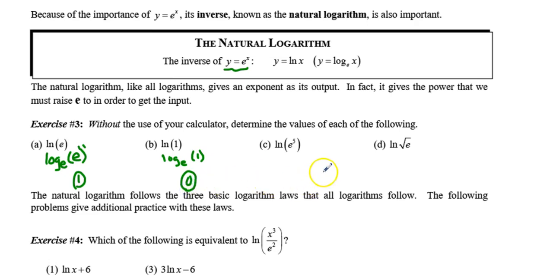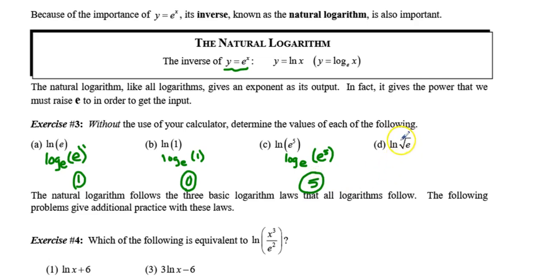All right, see if you can figure out parts C and D. Play the recording when you're ready. Okay, so this one says natural log of e to the 5th. So what's the exponent I raise e to get e to the 5th? It's kind of like saying, when's the 6 o'clock news on? It's kind of a rhetorical question. So that would be a 5.